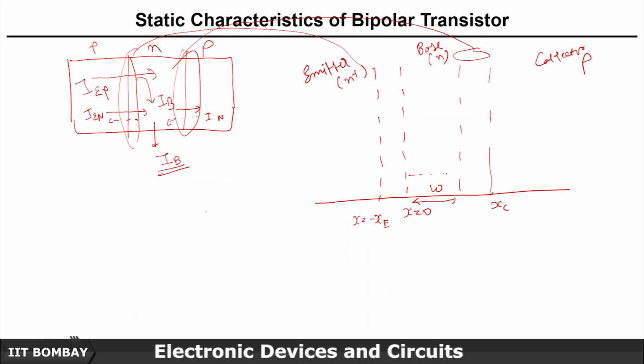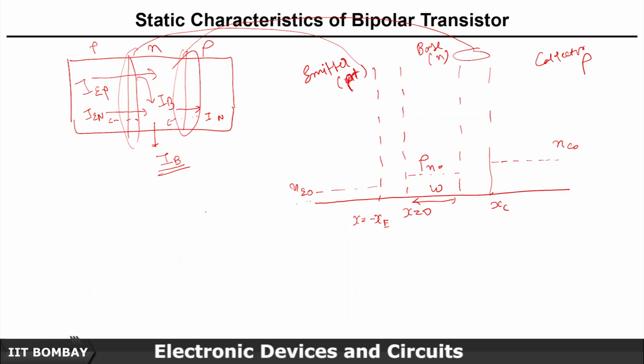So let's say this is your equilibrium concentration of holes in the N-type region, which is Pn0, and this is the equilibrium concentration of electrons in this P-type collector, which is Nc0. And this is the P plus region, the emitter, and here the concentration is Ne0. I am talking about the electron concentration in the P plus region. These are the equilibrium concentrations.